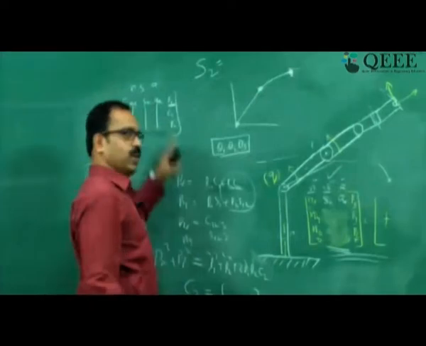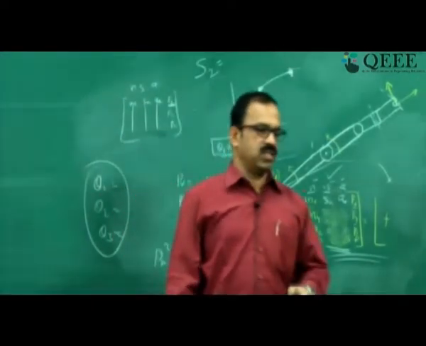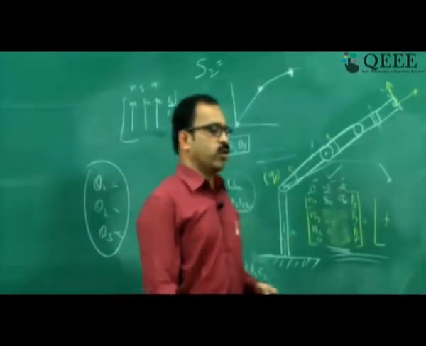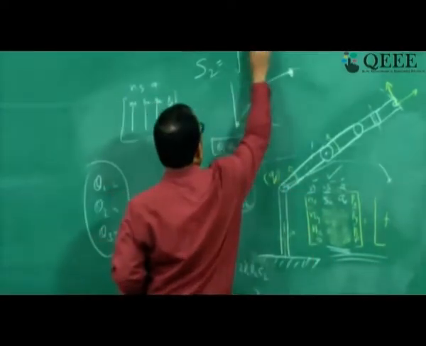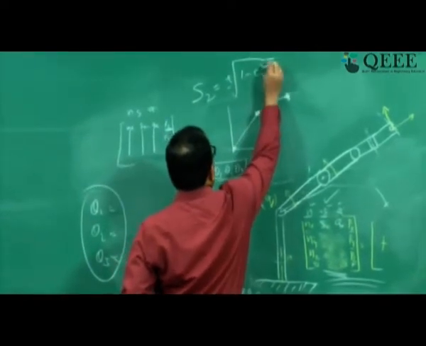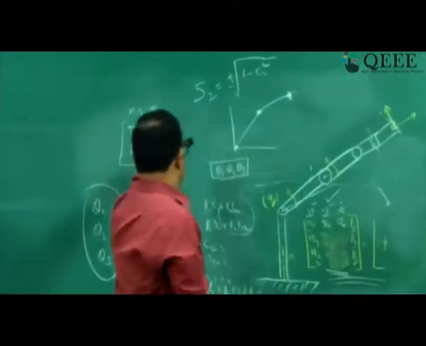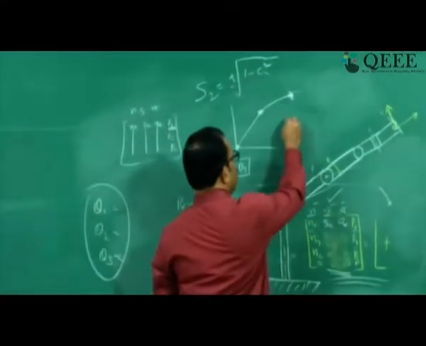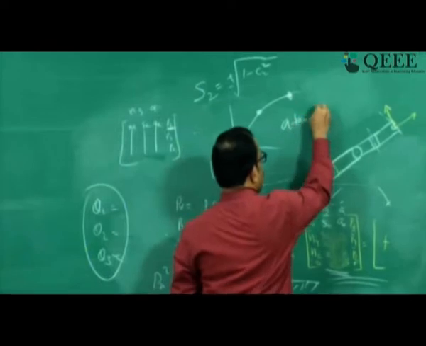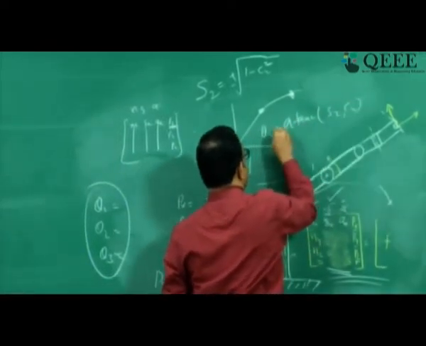We know that C2 square plus S2 square is equal to 1. So sin theta 2 will be calculated as plus or minus square root of 1 minus C2 square, taken as S2. So we got C2 and S2. Now we use this atan2 function. Atan2 of S2 and C2 will be theta 2.